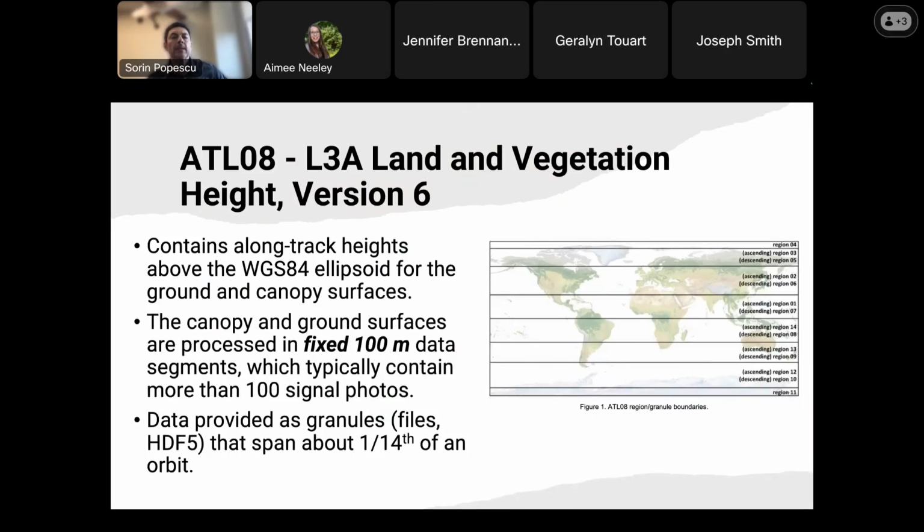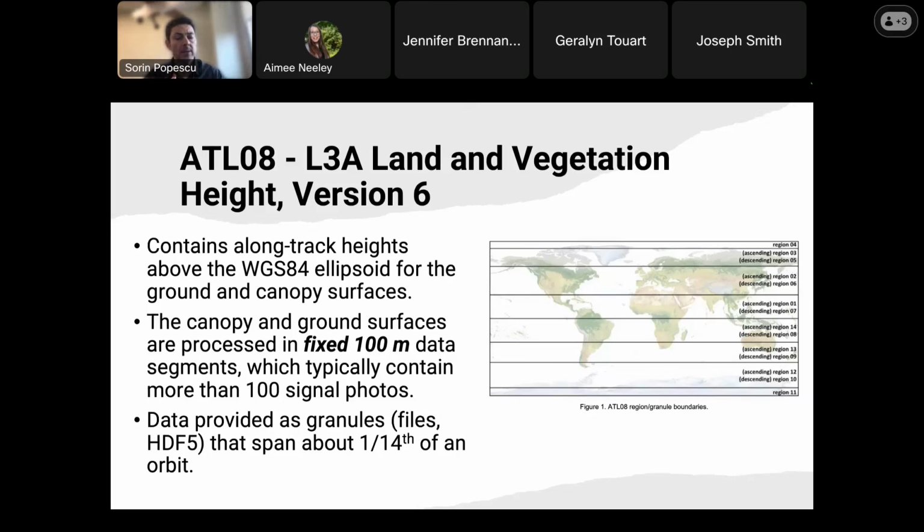ATL08, the land and vegetation height product, is now at version 6, and it contains along-track heights above the WGS84 ellipsoid for ground and canopy surfaces. And as I mentioned earlier, those photons are processed in fixed 100-meter segments, and the data is available from NSIDC for download. There are multiple software tools available to you as well to play with the data, and the files are available in the HDF5 format.